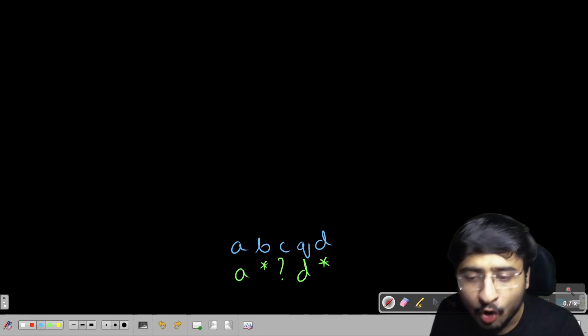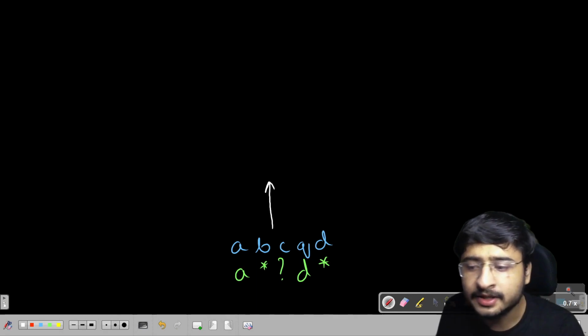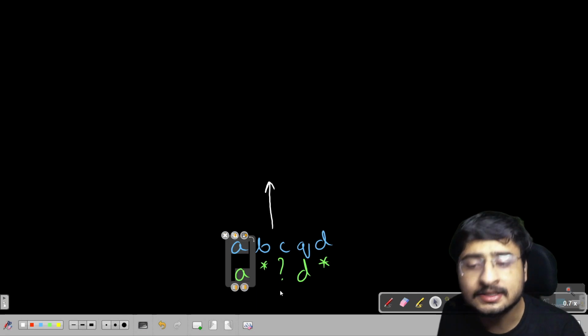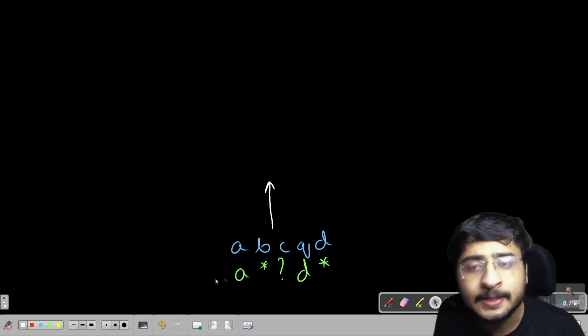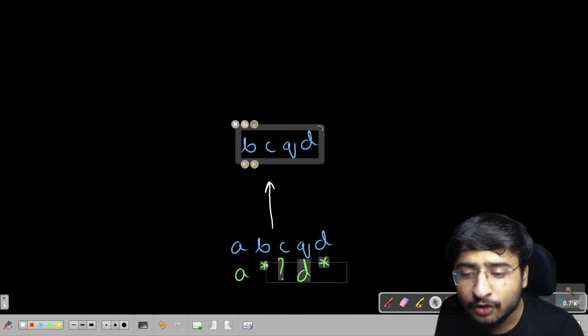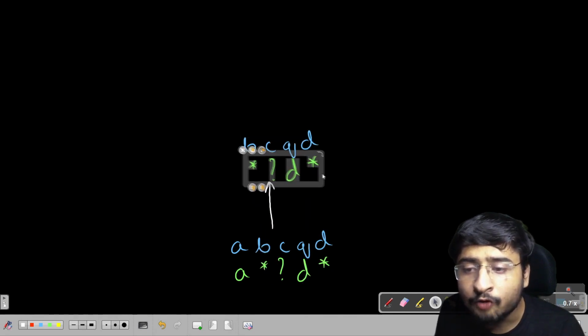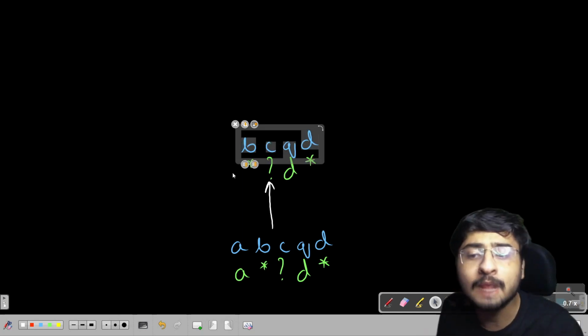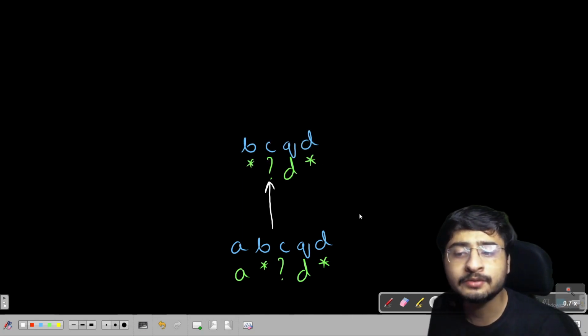If I am able to match the first character of the string, I will make a call from here. If both of these two characters are matched, this A is consuming this A. Then from the remaining string and the remaining pattern, is the remaining pattern able to match the remaining string? I hope this is clear to everybody, yes or no?